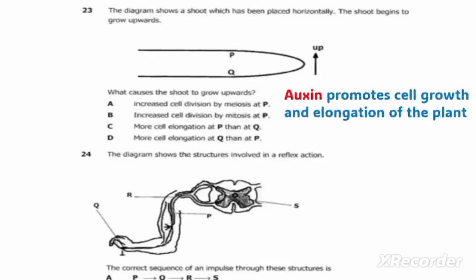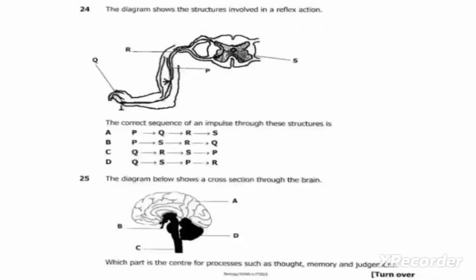Before we answer the question, we need to understand that auxin is a hormone responsible for growth in plants. So therefore, our correct answer is C. More cell elongation at P than at Q is what is causing the shoot to grow upward. We move on to question 24.